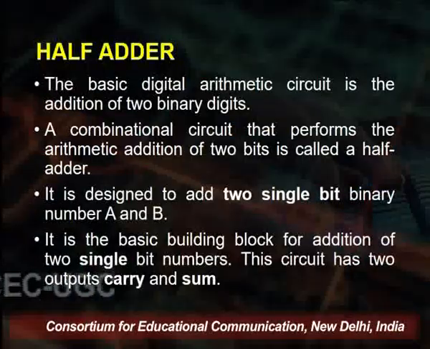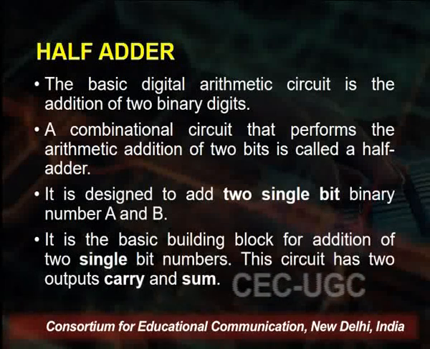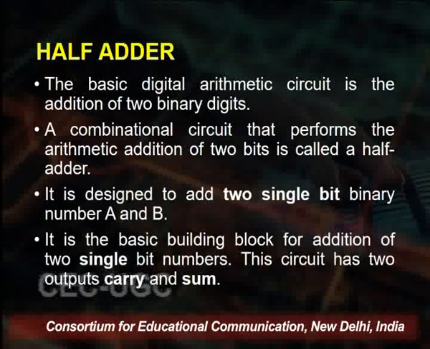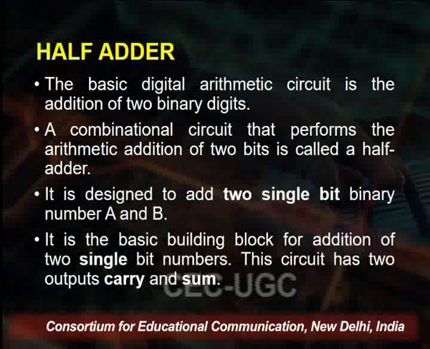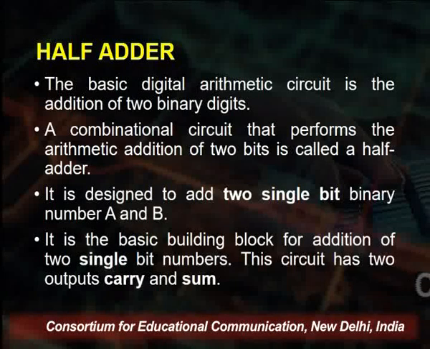Let's look at the very first commonly used combinational circuit, which is a half adder. Now what does a half adder actually do? We know computers perform a number of mathematical operations. So a most commonly used circuit would be one which does mathematical addition. What we are doing through this circuit is a simple addition of two binary digits. That's the basic function of a half adder.